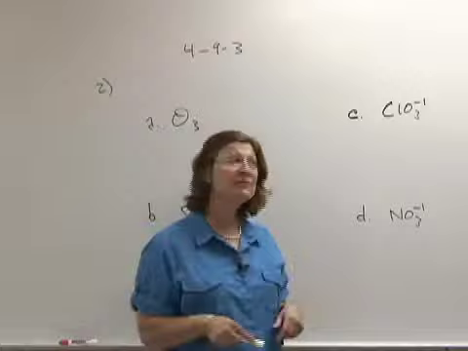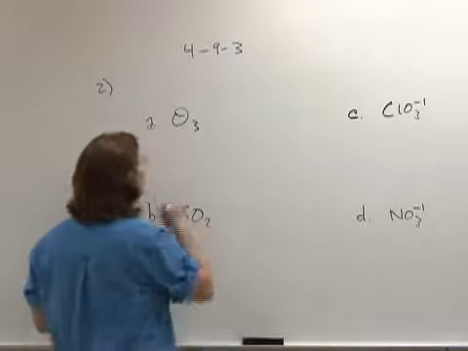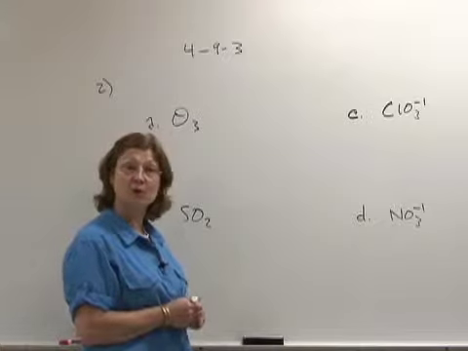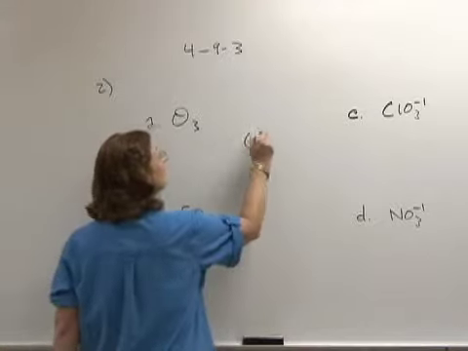Well, this is a little bit of review here. Oxygen has an ending electron configuration of s2p4, which gives me 6 valence electrons.